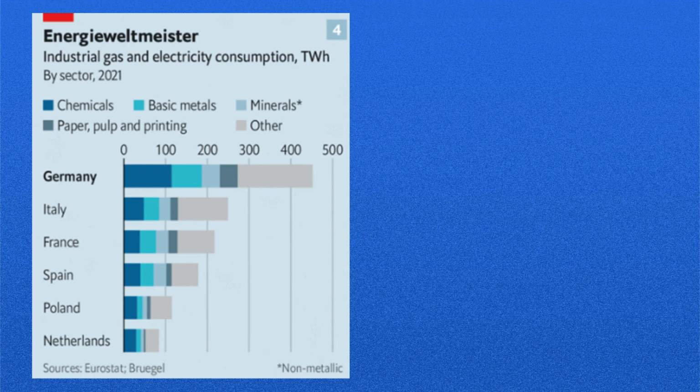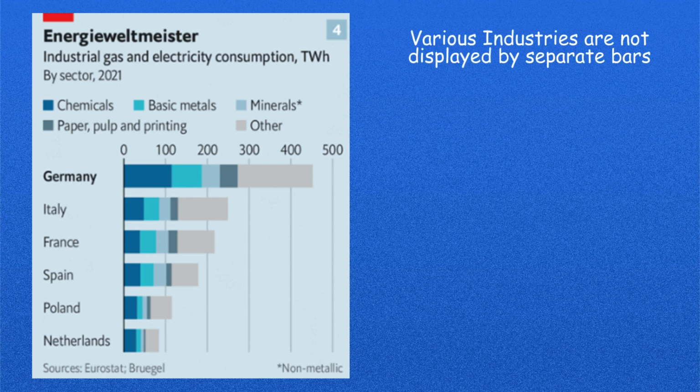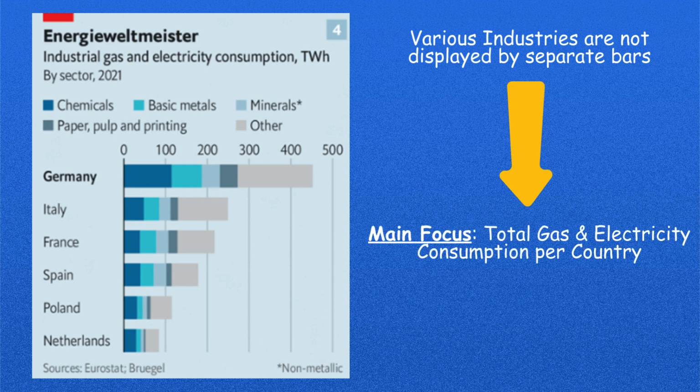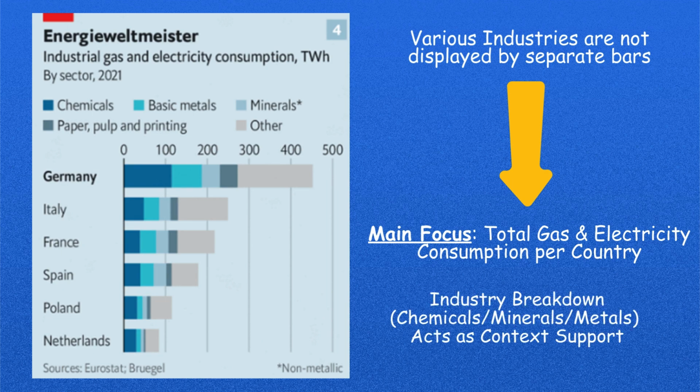Let's explore an example of a stacked bar chart that visualizes the total gas and electricity consumption across different European countries in 2021. In this chart, the subcategories representing various industries are not displayed as separate bars. Instead, they are represented as segmented sections within each main category bar, showing how each industry contributes to the total consumption for each country. The key takeaway from this chart is the total gas and electricity consumption per country, while the industry breakdown offers additional context and insight into the composition of consumption.